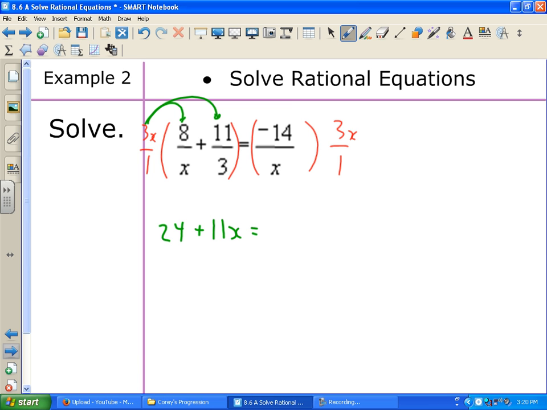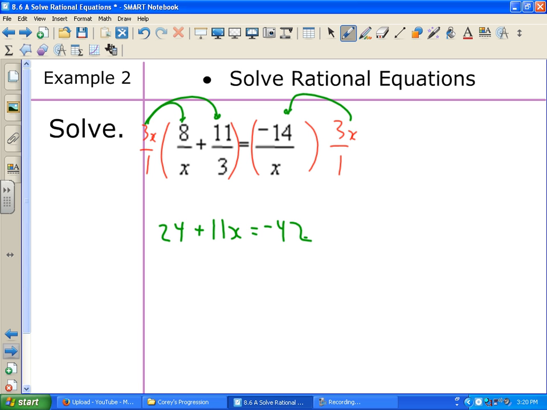On the right-hand side, as I distribute in, this time my x's will drop, and that will give me negative 14 times 3. I don't know that off the top of my head, but I believe that's negative 52. I'll double check that. 4 times 3 is 12. It's negative 42. Sorry about that. Negative 42. Okay.